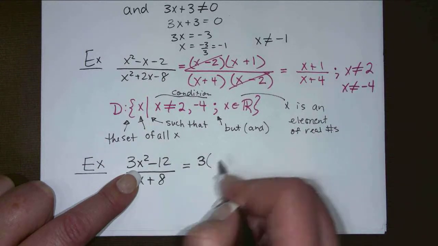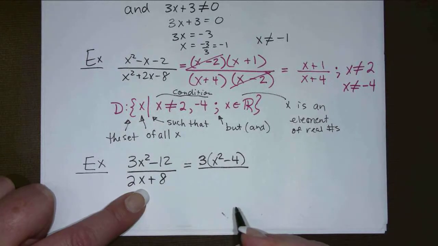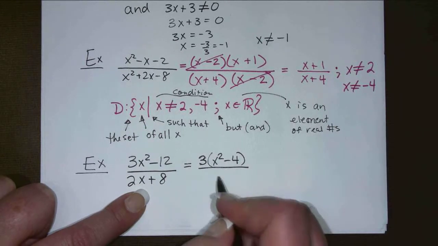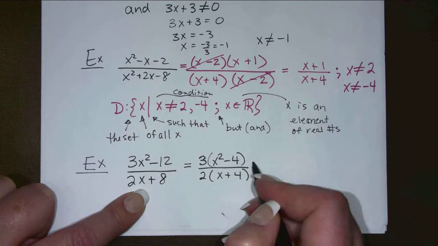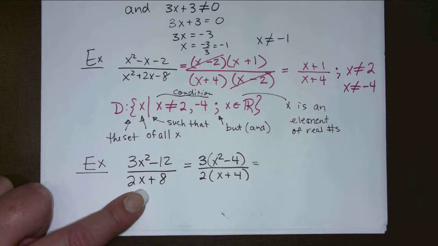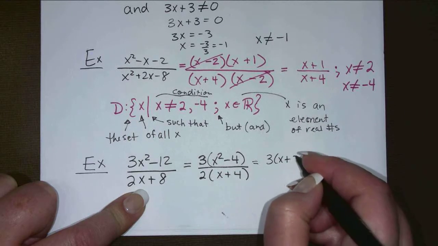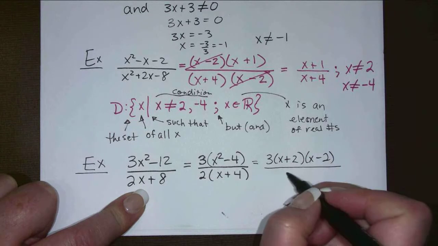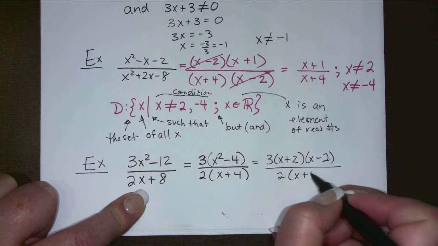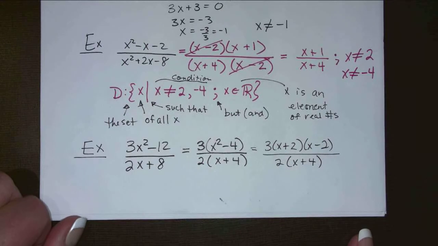So 3, we are left with x squared minus 4. On the bottom, is there a common factor? 2. X plus 4. Can we factor further? Yeah. The top is the difference of squares. X plus 2, x minus 2. All right. Now, does anything cancel?